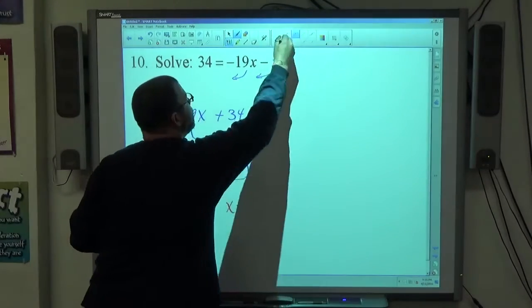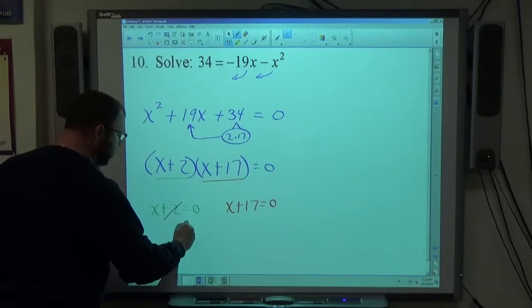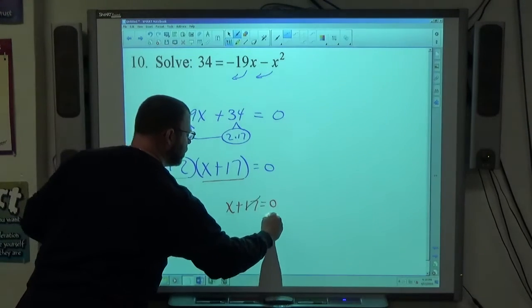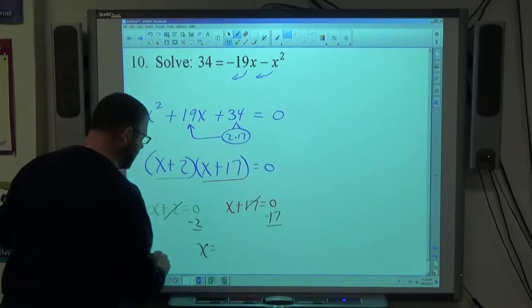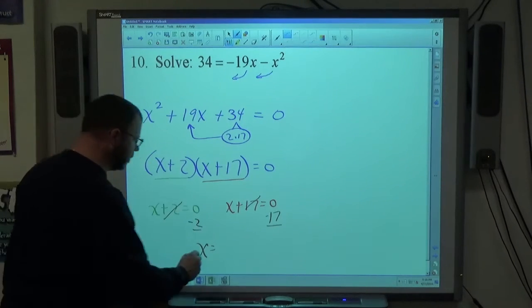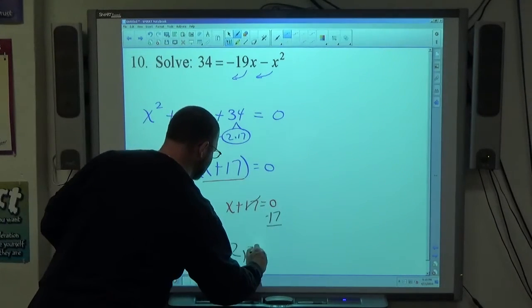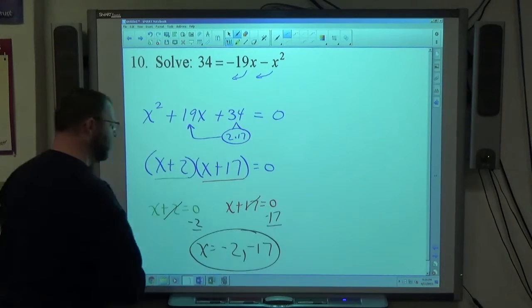And I simply want to solve each of those equations individually. Move the 2 over and change the sign. Move the 17 over and change the sign. Carry out the addition or subtraction. 0 minus 2 is negative 2. 0 minus 17 is negative 17. And there's my solutions.